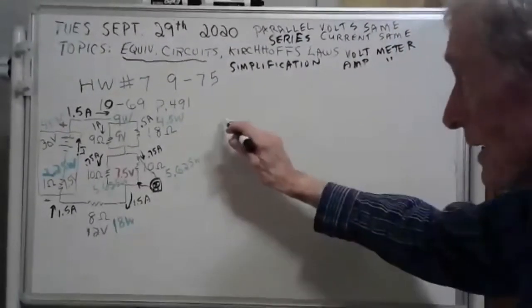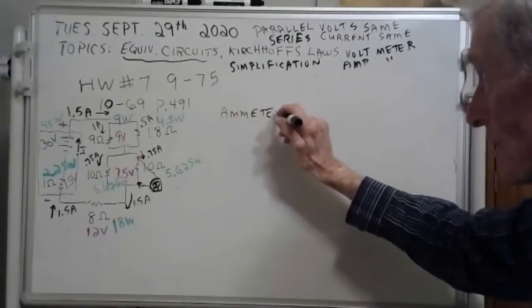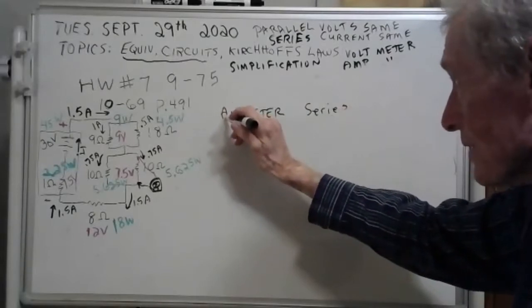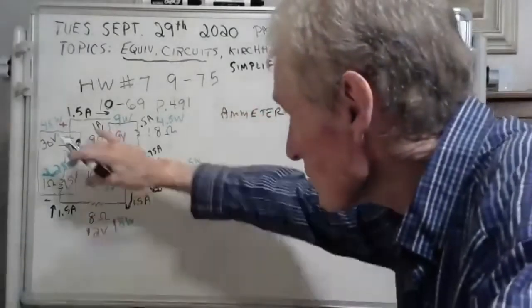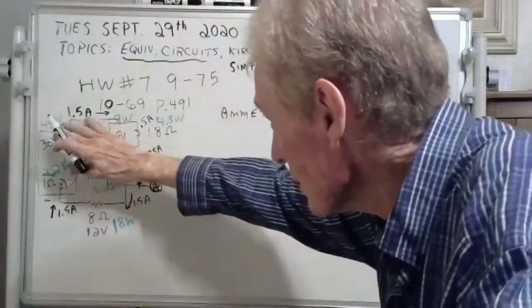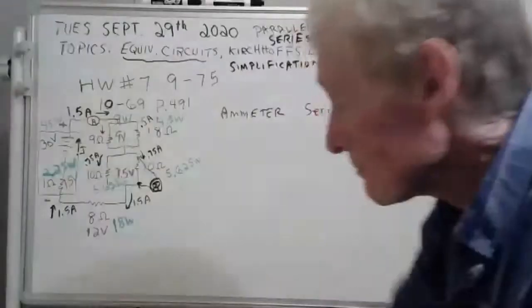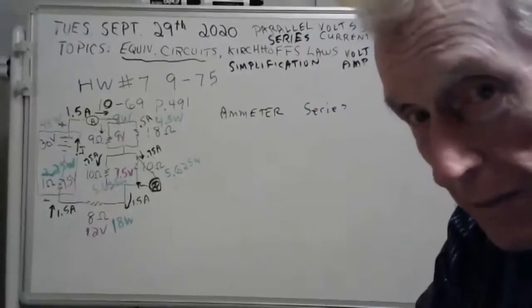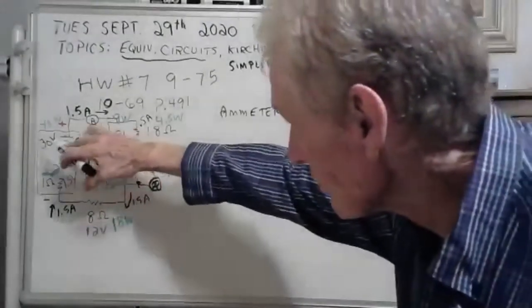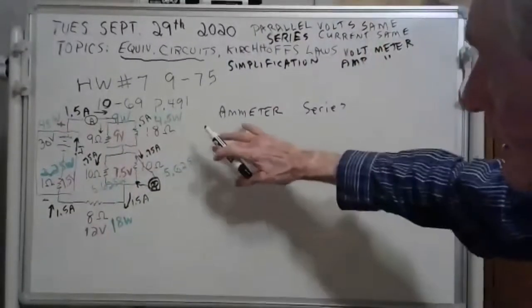Now, the way it works is ammeters are connected in series. If you want to find the current, say right here, remember we had 1.5 amperes going through here. What you would do is you would break the circuit. You have to break the circuit. That's the bad thing about ammeters. You have to break the circuit. And you put the ammeter in the circuit and it'll read your current. It has to go in series.